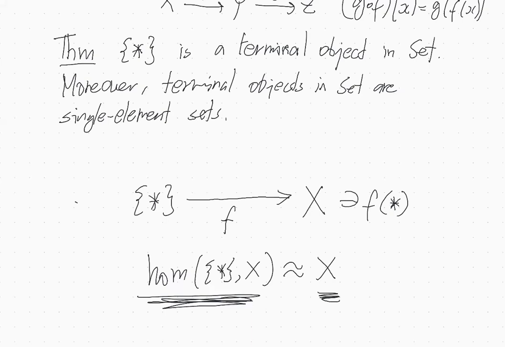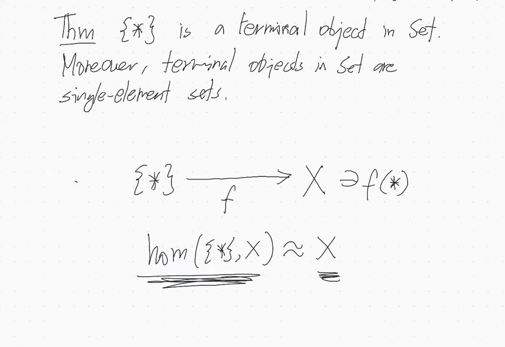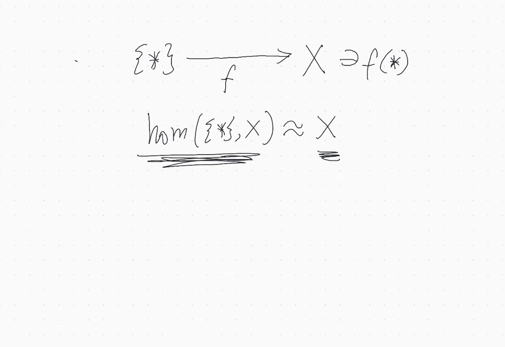And so far, our generalized elements have domain the terminal object, but that can be dropped as well. So let me write down the definition.